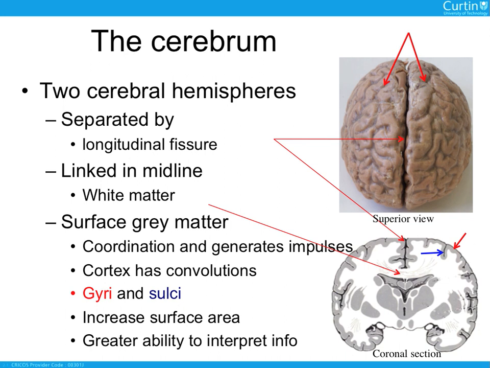So, for example, a few years back, I remember dissecting a sheep brain, and I was struck by how few convolutions there are in a sheep brain. Likewise, in a horse.